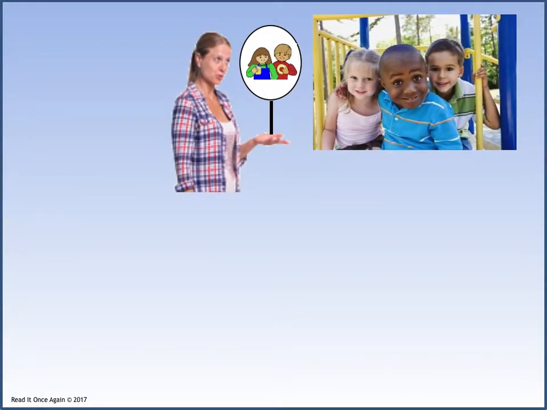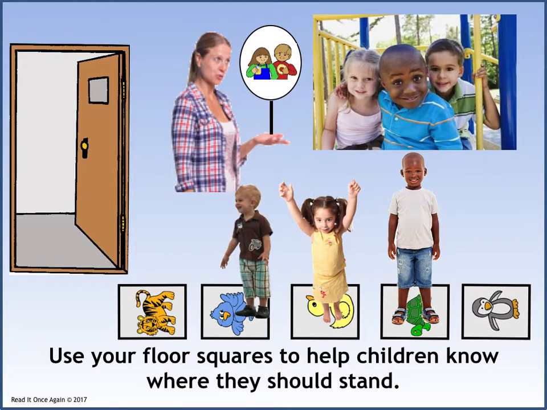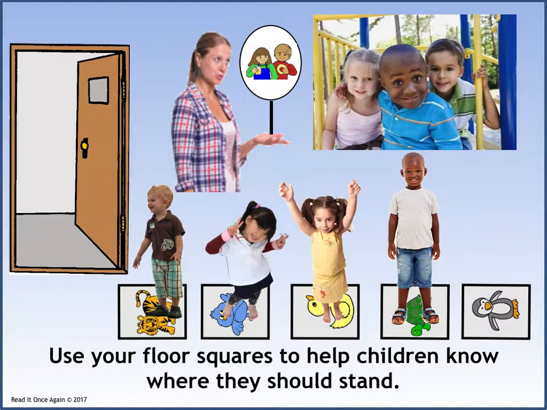Our teacher's direction was to come inside from the playground and wait by the door. The children saw the sign and knew it was time for a snack. Now comes the instruction to wait by the door. Wait where? This is where your floor squares come in as a visual cue for the children to see exactly where they are expected to stand while they wait for all of the children to assemble in a line by the door.